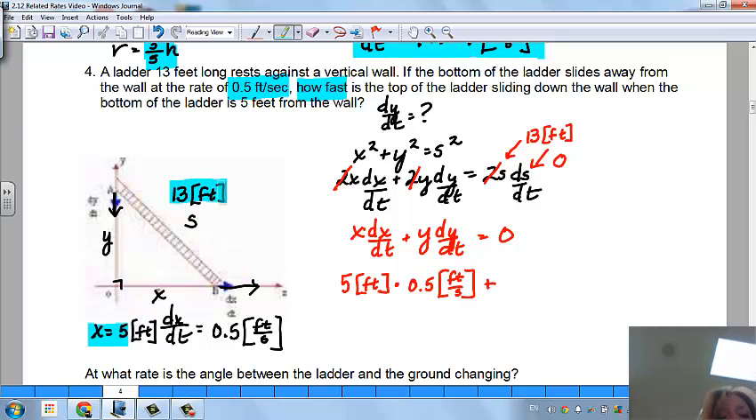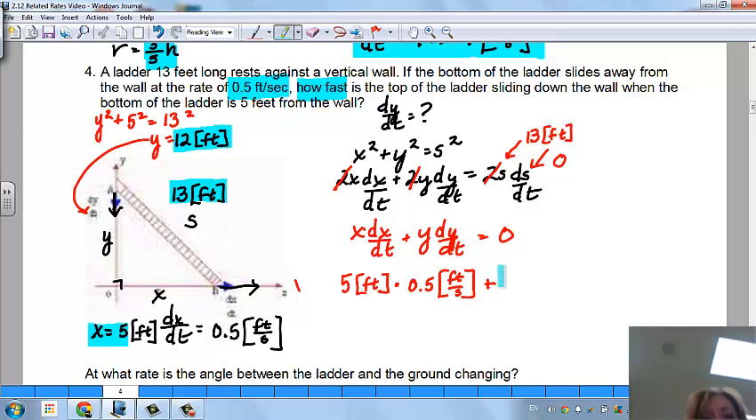We can use the Pythagorean theorem again to find out what y is at the moment when x was 5 feet. So y squared plus 5 squared equals 13 squared. That is a Pythagorean triple, so I know y has to be 12 feet at that instant. Right at that instant when x is 5, y is 12. So I can put 12 feet in my equation here.